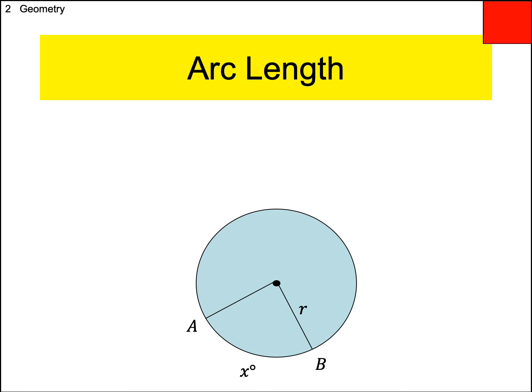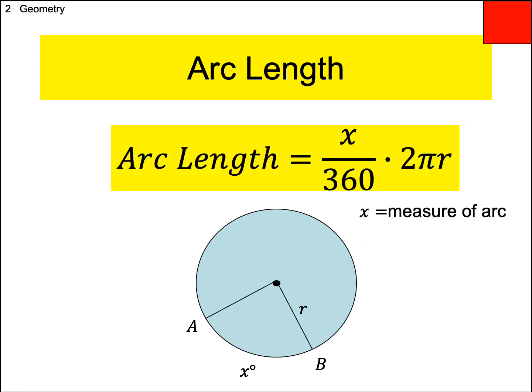Okay, so arc length, not arc measure. Arc length is equal to the measure of the arc or the central angle, either one's fine, over 360 times 2 pi r. Why 2 pi r? Because that's the entire circle circumference. Why x over 360? Because remember, the distance from A to B would be some percentage of the entire circle. So that's why the formula is as it is described.